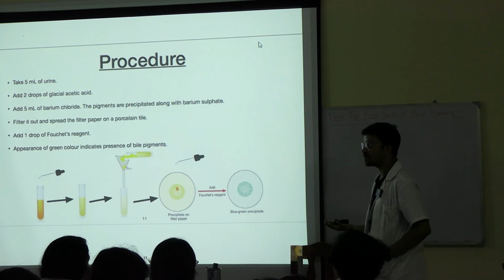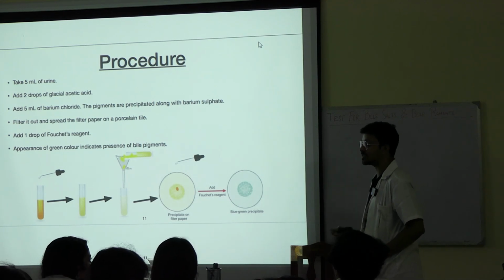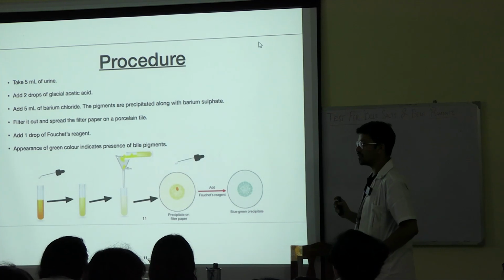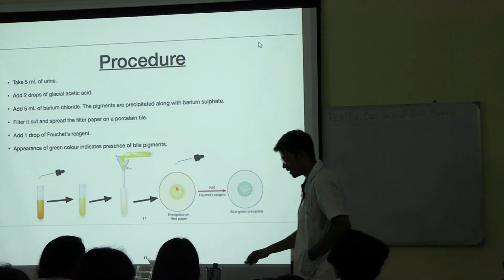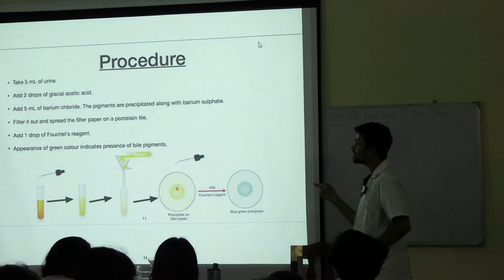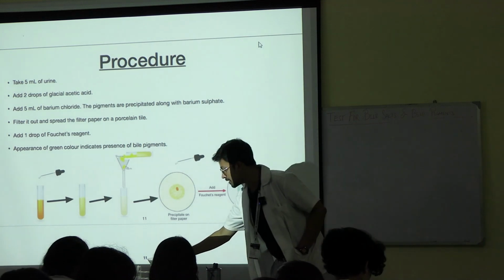Somebody who is having jaundice will have a higher concentration of bilirubin, so much that the sample will be completely yellow, not greenish. Okay, yeah. If you want to write it down, please write it down. Let me filter it out till then.